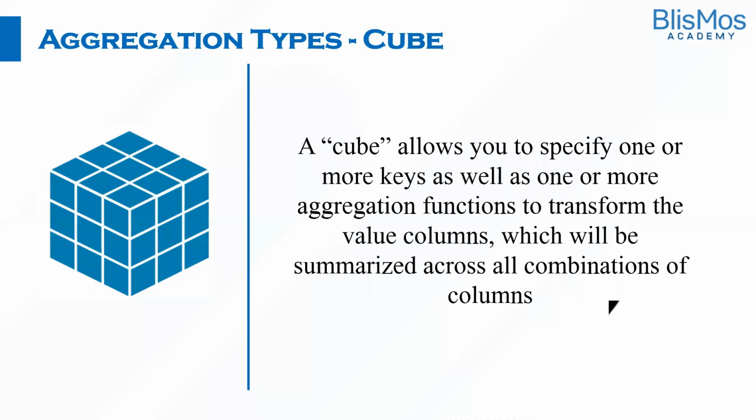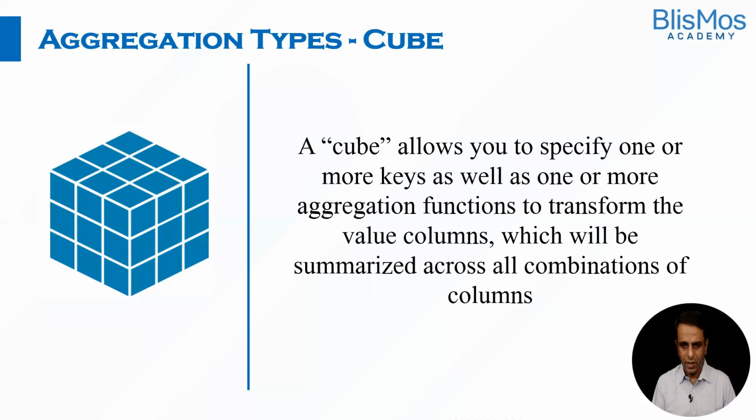The cube aggregation type takes rollup to the next level. In rollup, there are a couple of dimensions. Here in cube, we have multiple dimensions. The cube, or summarization of the columns, happens across the combination of all the columns. That is how cube works.